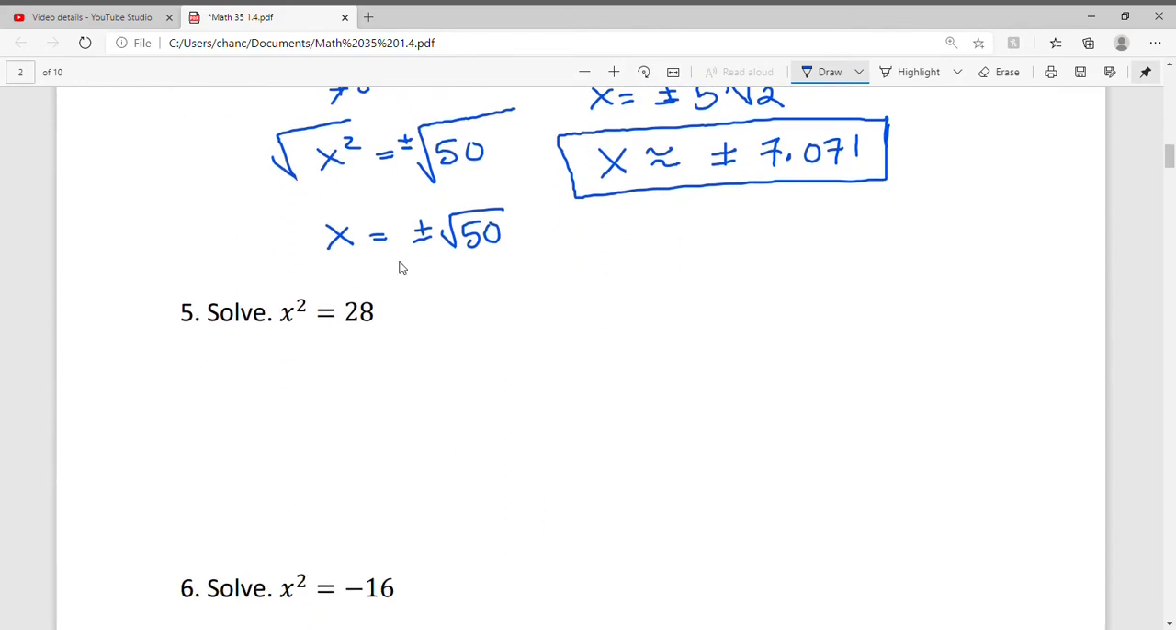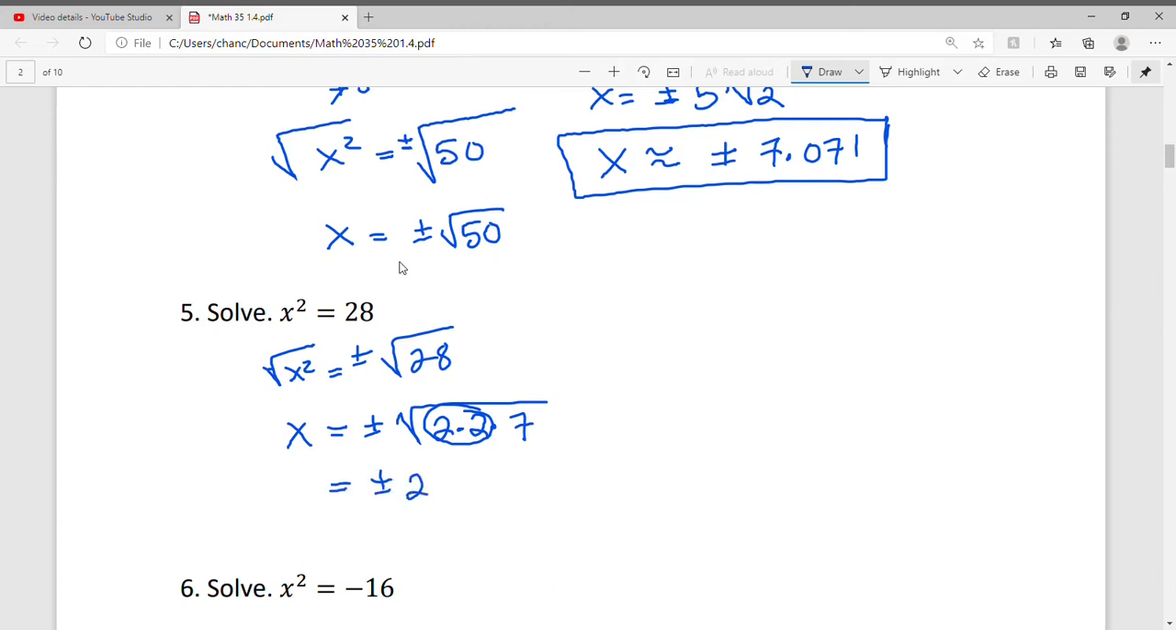Question 5. Let's again isolate the x squared term. That's nice. They already did it for us. So I can take the square root of both sides. Don't forget the plus or minus again. We have x on the left. The square root of x squared is just x, plus or minus. Now let's break down 28. That's 2 times 2 times 7. We'll look for the pair of 2's here. That's plus or minus 2 root 7. And that's our solution, plus or minus 2 root 7.